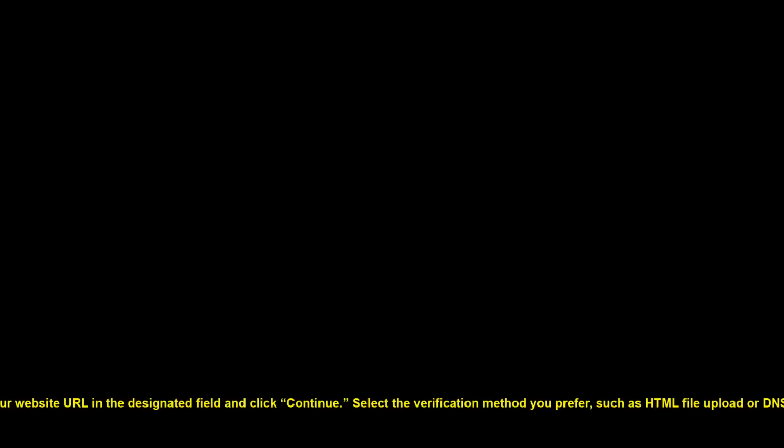Once logged in, you will see the main dashboard. If you haven't added your website yet, click on the Add Property button. Enter your website URL in the designated field and click Continue. Select the verification method you prefer, such as HTML. Follow the instructions provided for your chosen verification method. After verifying your ownership of the website, return to the Google Search Console dashboard.